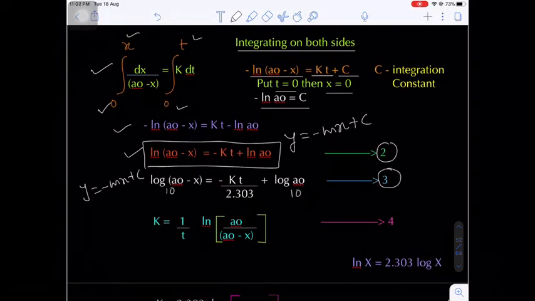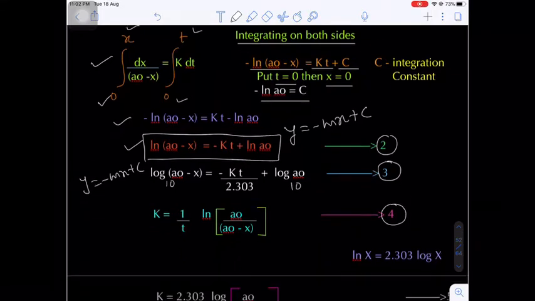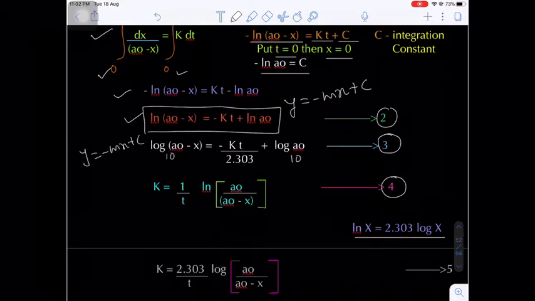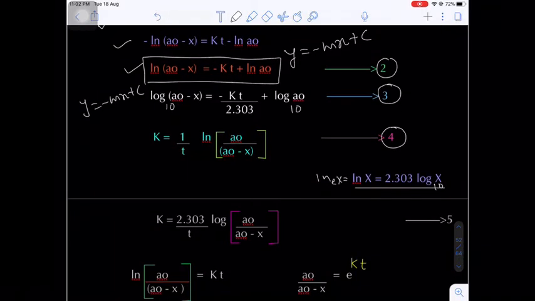Now, if you bring the log a naught to the left side, log a minus log b, there is a formula, log of a by b. So k is equal to 1 by t ln a naught by a naught minus x. This will be the equation number 4. Ln x is nothing but 2.303 log x. Log x is the base 10, ln x is the base e. Are you getting my point? Now k is equal to, if you convert the natural logarithm into base 10, 2.303 by t.